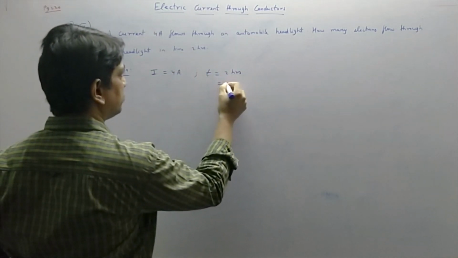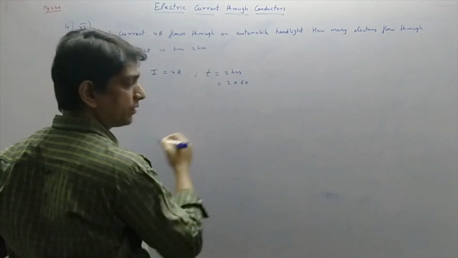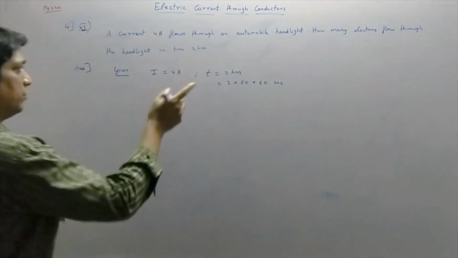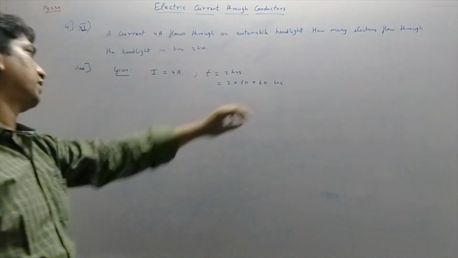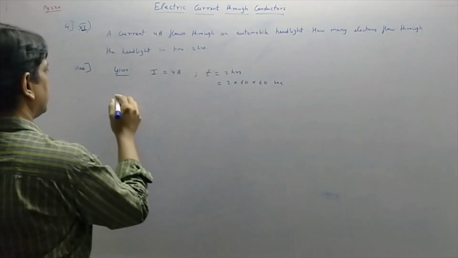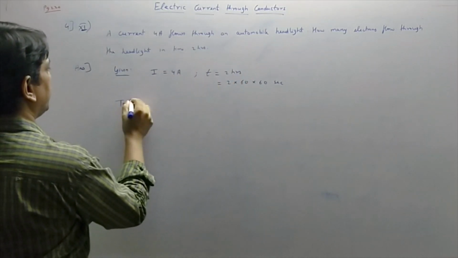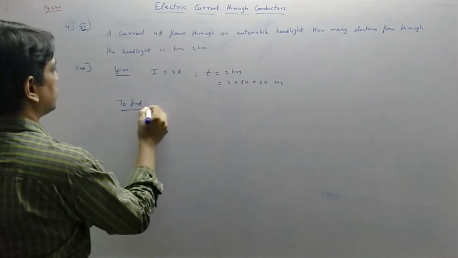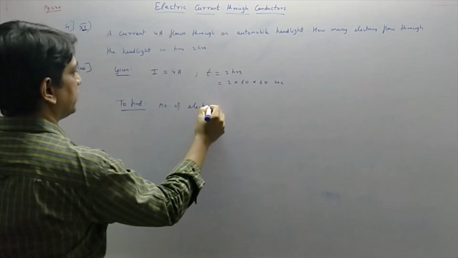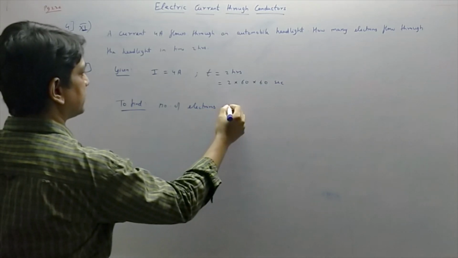2 hours means, when we convert it to 60 minutes and into 60 seconds, we calculate in terms of seconds, because the SI unit is second, so we convert hours into seconds. What you are going to find is the number of electrons. We are basically finding the number of electrons flowing, that is, we write it as n.